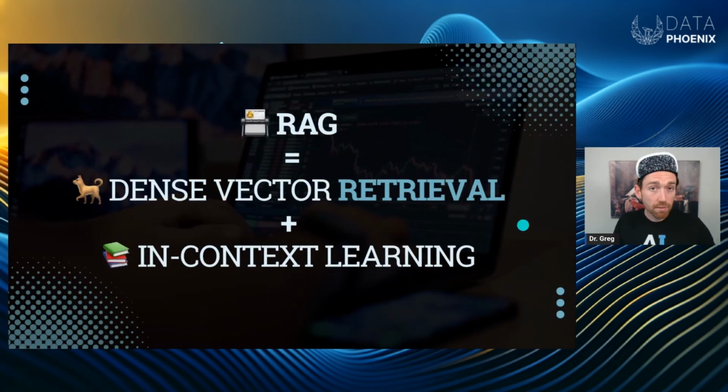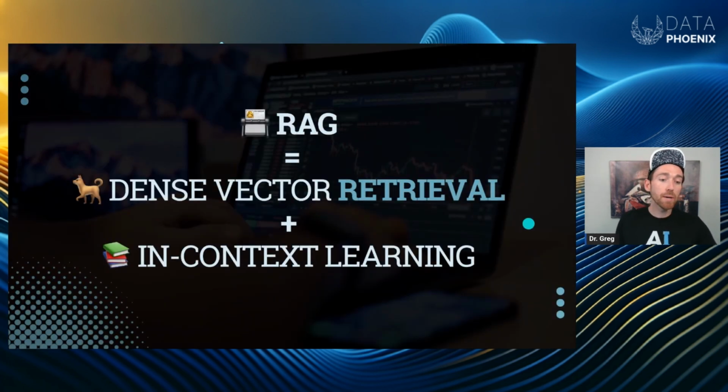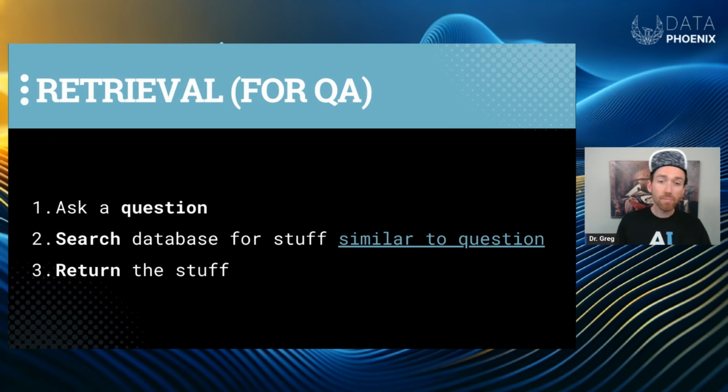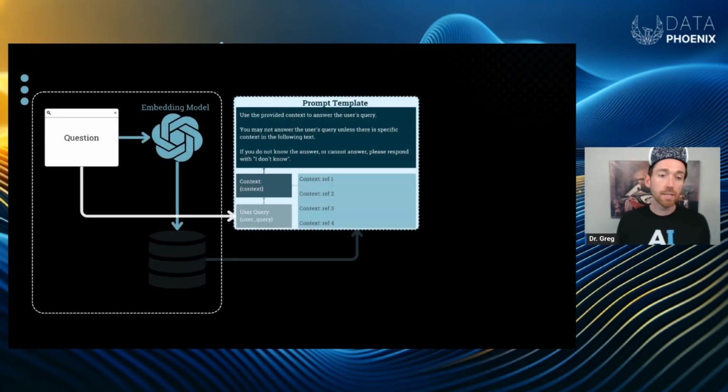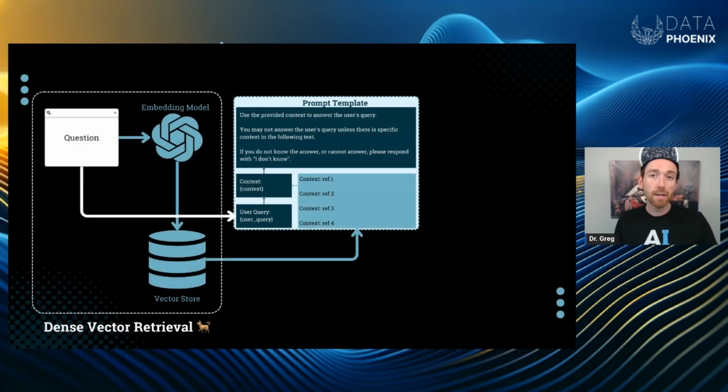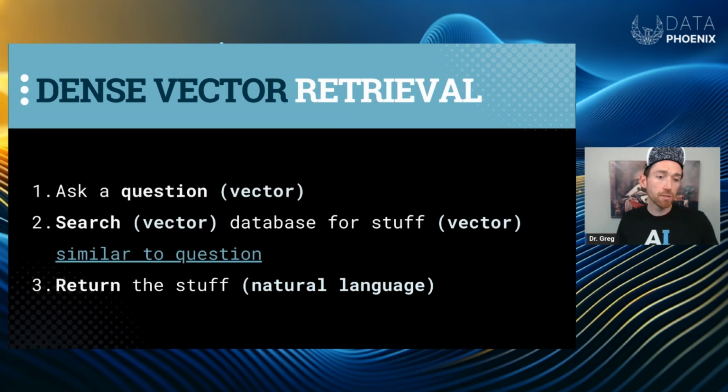When we talk about retrieval, what we're talking about is asking a question, searching the database for stuff that's similar, and then returning the stuff. It's this process that we saw. And when we think about the vector representation here, we're using vector format on our question to search for vectors, generally with cosine similarity, within our vector database. And then we will return the stuff in natural language.